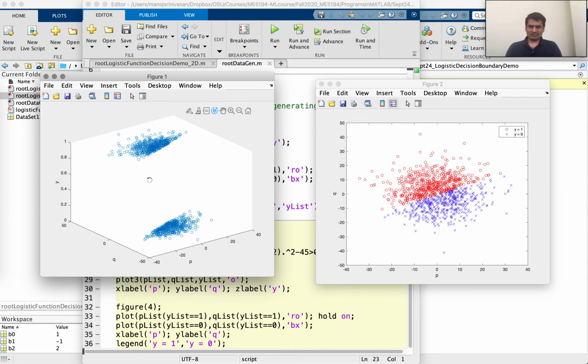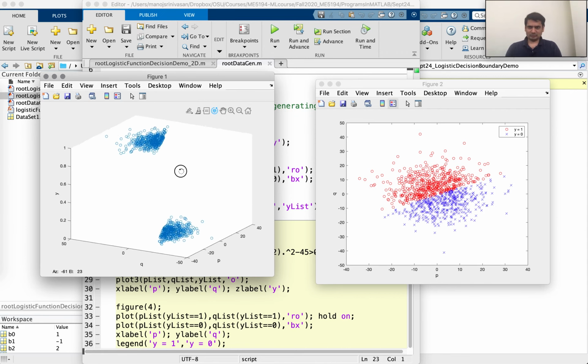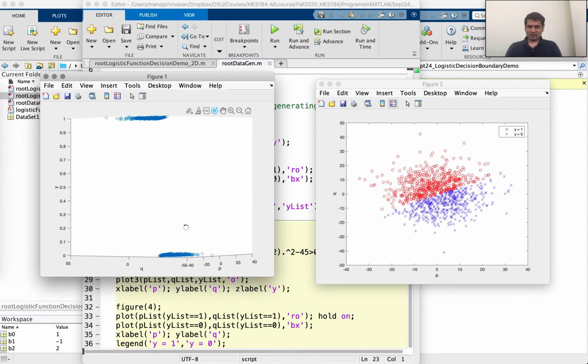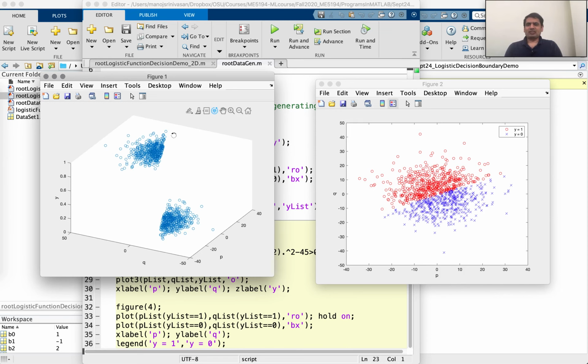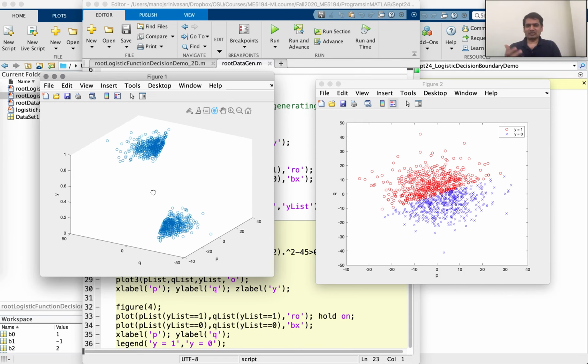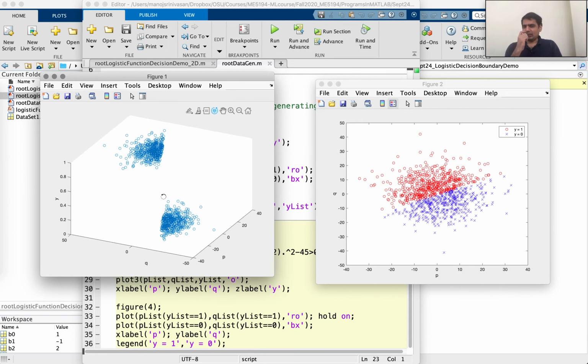Let me rotate this to see what that looks like. Y is 0 or 1. In other words, there is a binary assignment of output depending on P and Q, and we would like to figure out how we can approximate data like this, and maybe more simply, whether there is a boundary that separates these two kinds of outputs.